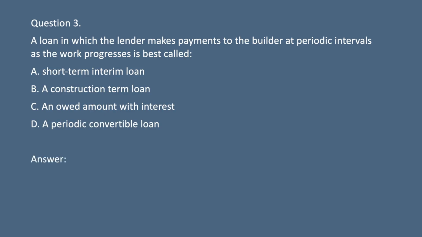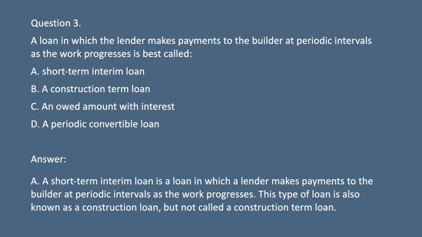Answer. A. A short-term interim loan is a loan in which a lender makes payments to the builder at periodic intervals as the work progresses. This type of loan is also known as a construction loan, but not called a construction term loan.